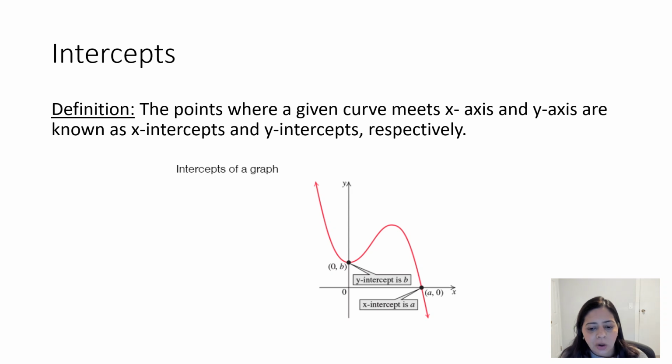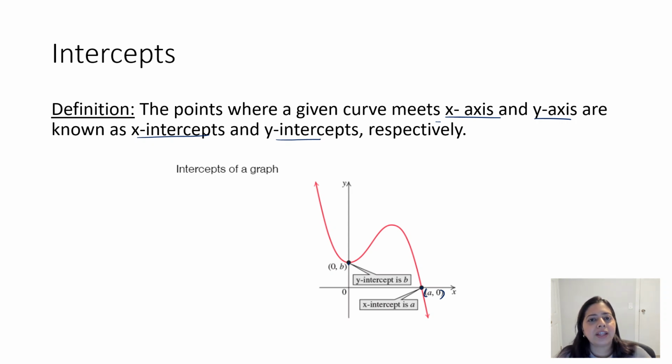So x-intercept is always going to look like a comma 0 because it's a point on the x-axis, so its y value is going to be 0, and y-intercept is always going to look like 0 comma b because it's a point on the y-axis. So that's how the coordinates are. So these points where a given curve meets the x-axis and y-axis respectively are known as x-intercepts and y-intercepts. Now the question is, if you've already drawn the graph, you can easily find them, but we need to have an algebraic way of computing x and y-intercepts.